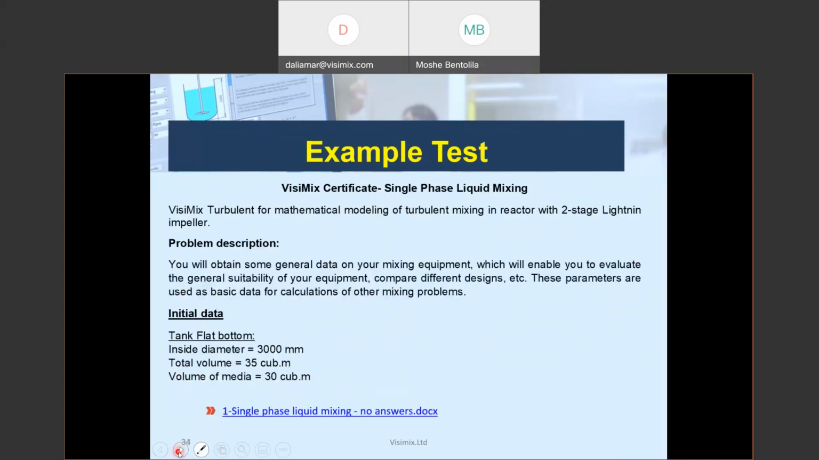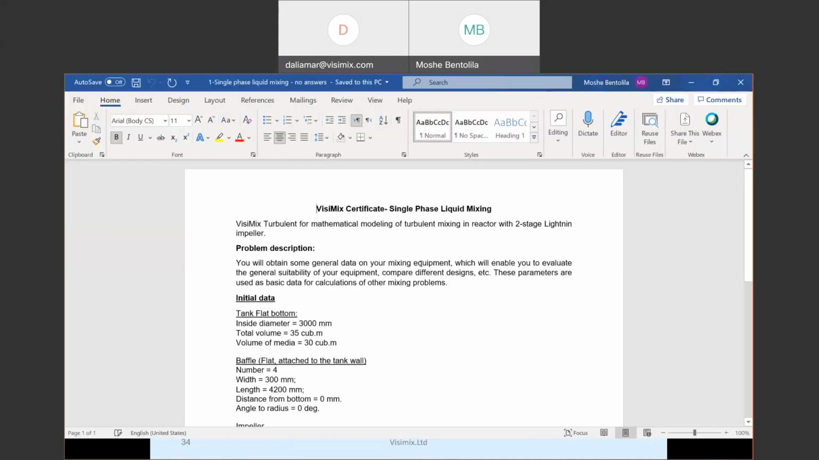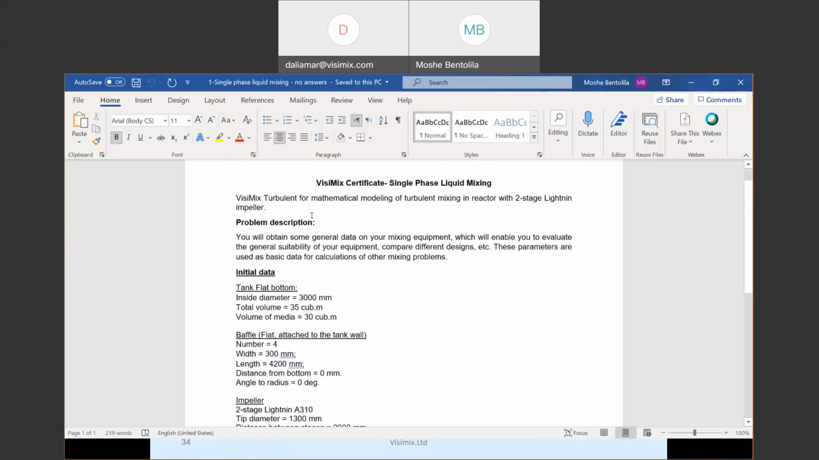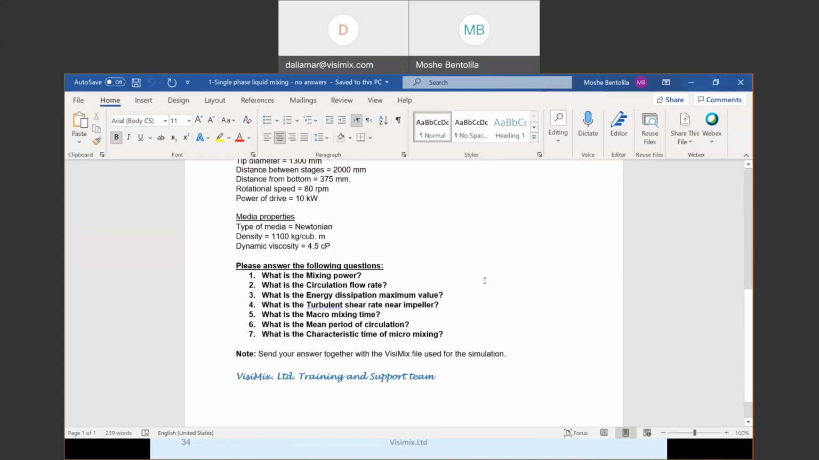One of the examples you can see here. Okay. The first example. This is the name of the test, the problem that we are describing, and you will have all the data here. I want maybe to open it, please. Oh, okay, now it opens for me. I want to show you. This is the complete test, all the data here, and here we have the questions.